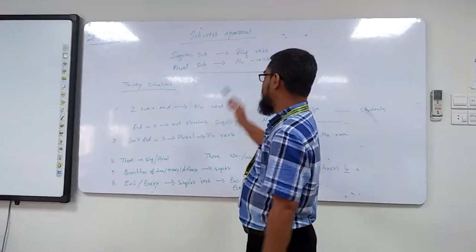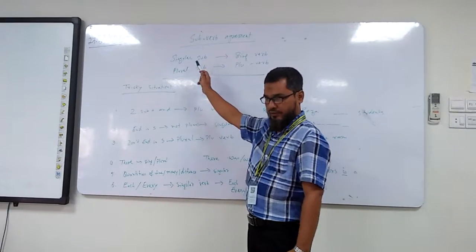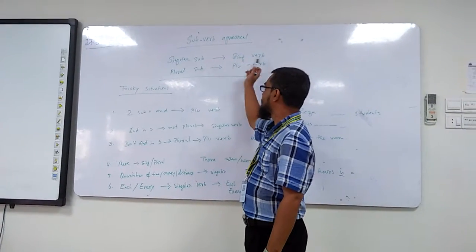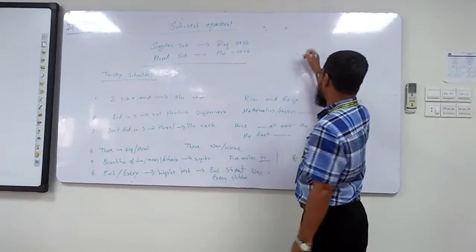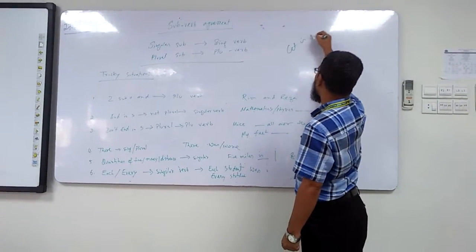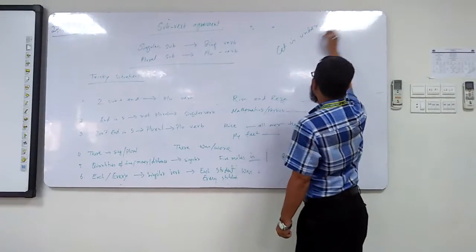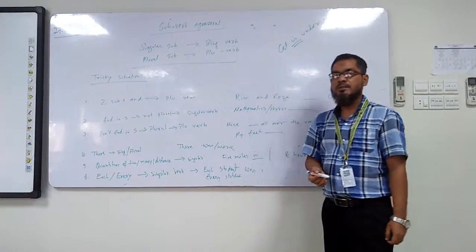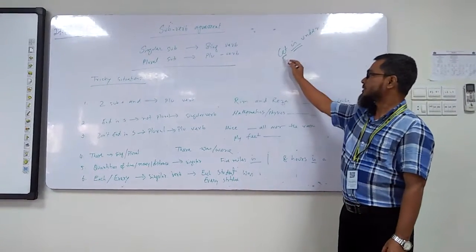Now listen, the basic rule for subject-verb agreement is: if the subject is singular, then the verb is singular. A common example: the cat is under the table, right? So in this sentence, what is the verb? Singular. Why? Because the subject is singular.